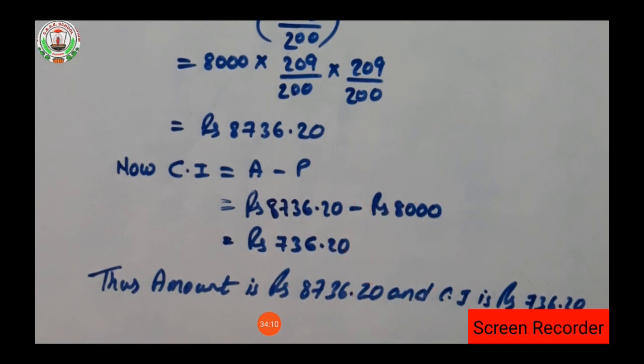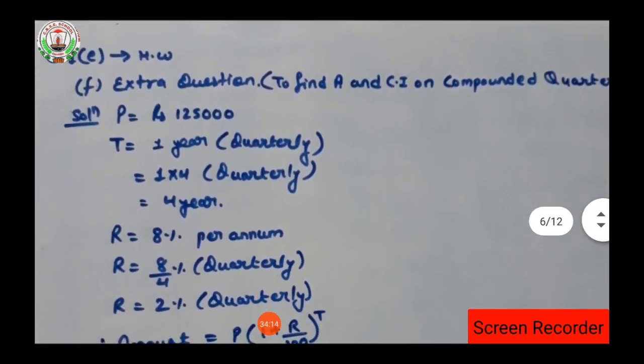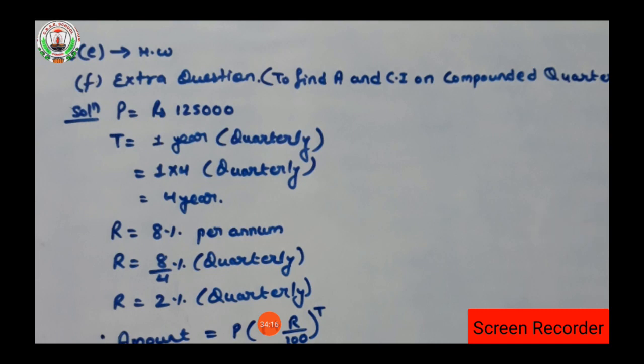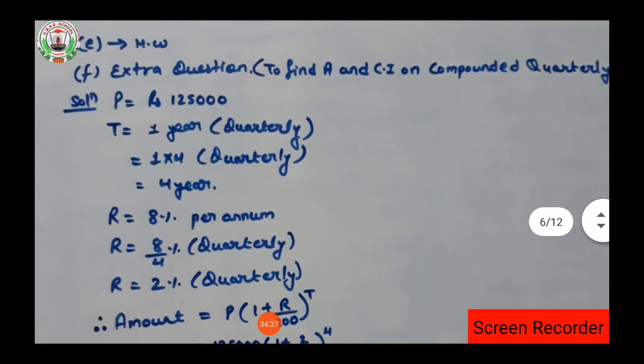736.20. Hope you people understood the question. Now question number E, which is given in your book, is homework. Okay, now as I told you at the starting of this video, we have 3 conditions in order to find the compound interest.